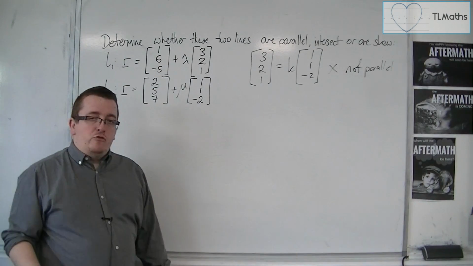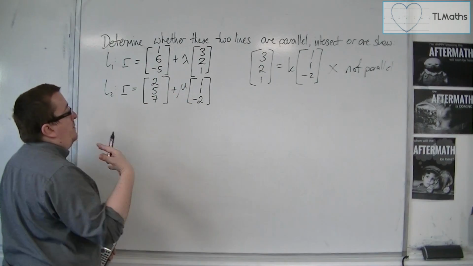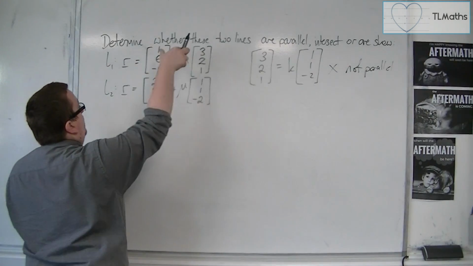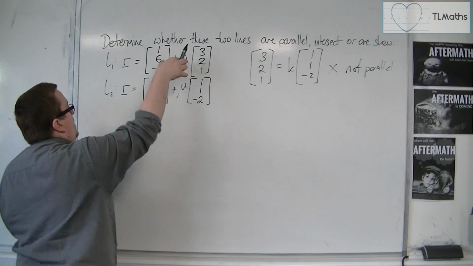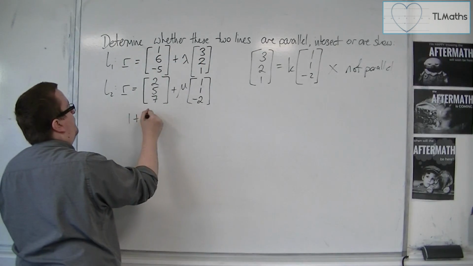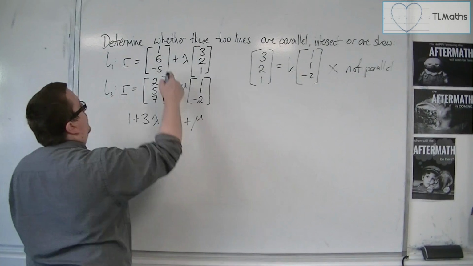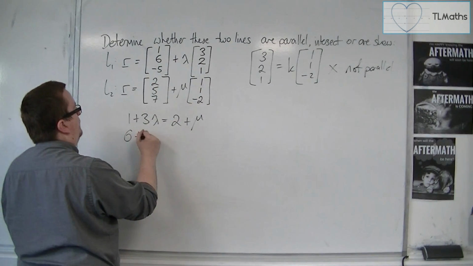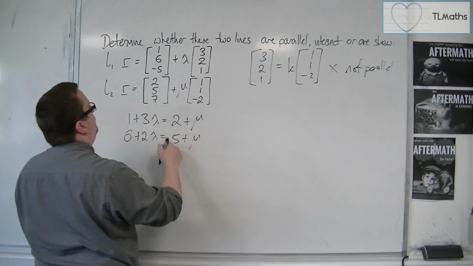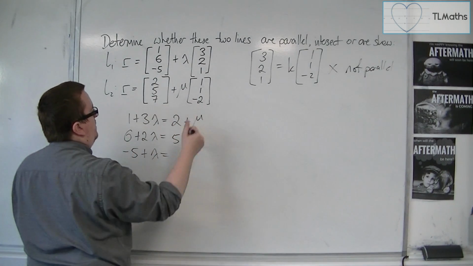If they're not parallel, then what we're going to do is set up these three simultaneous equations, which come from the top rows, middle rows, and the bottom rows. So we've got 1 + 3λ = 2 + μ. We've got 6 + 2λ = 5 + μ. And -5 + λ = 7 - 2μ.